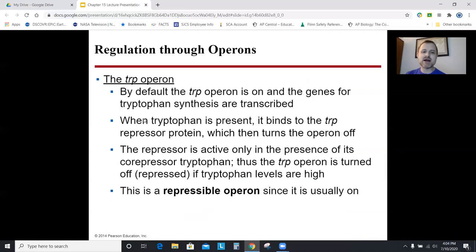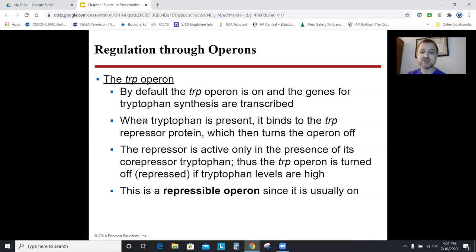So going back to the previous slide, this is called a repressible operon because it's usually turned on and the repressor turns it off. And the cell usually does this with products that it can make but doesn't need to make unless it doesn't have it. Oftentimes anabolic processes, remember anabolic was building stuff, are repressible operons because you can turn them off. They are initially turned on.